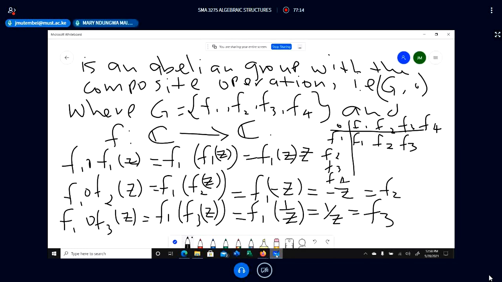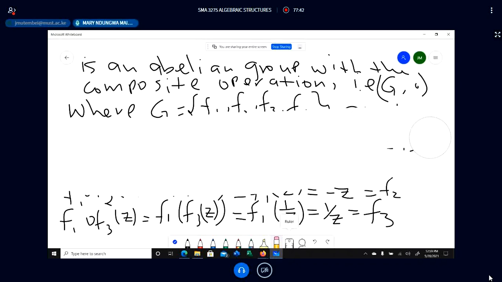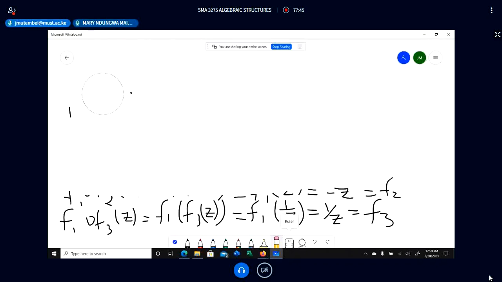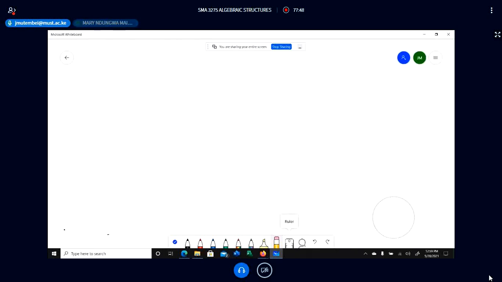Yes. Sorry. We are working on the table, on the Cayley table. Maybe I should put it in a better form. Okay, but this is what we are doing. We have a table.